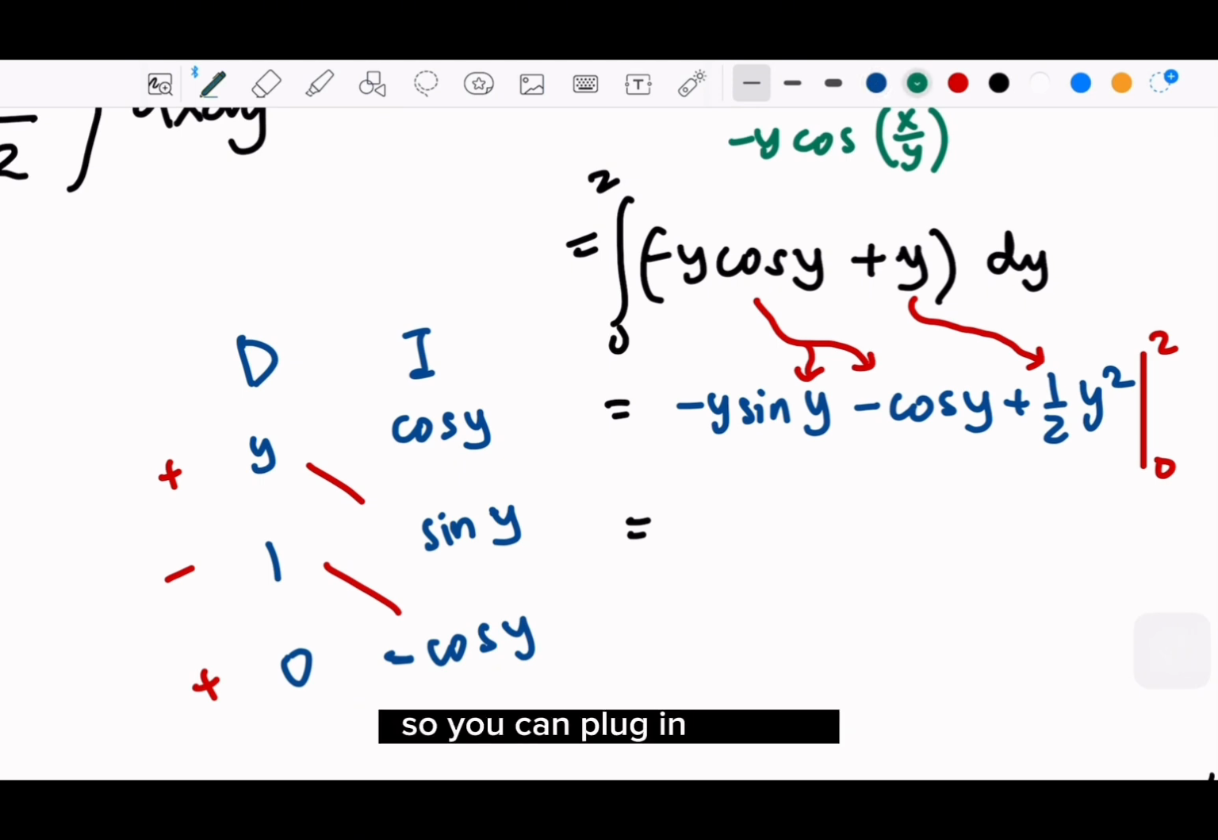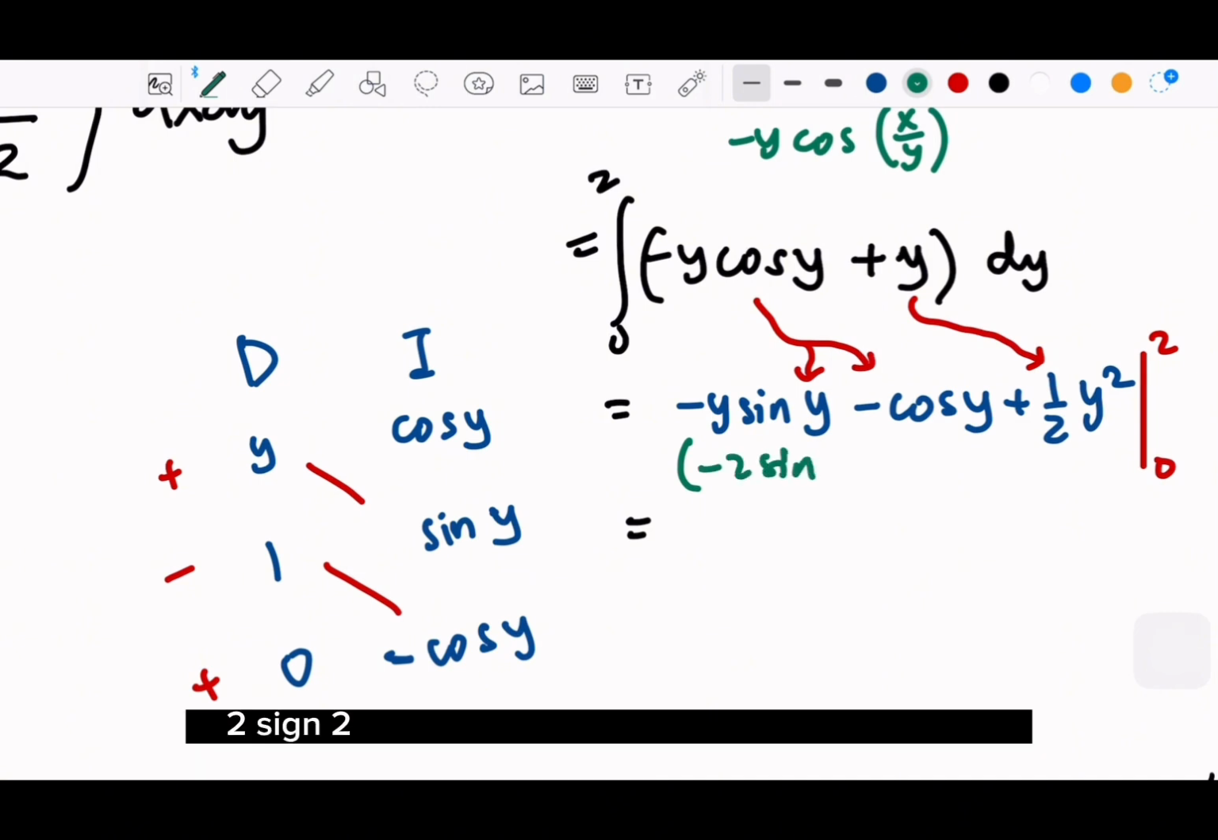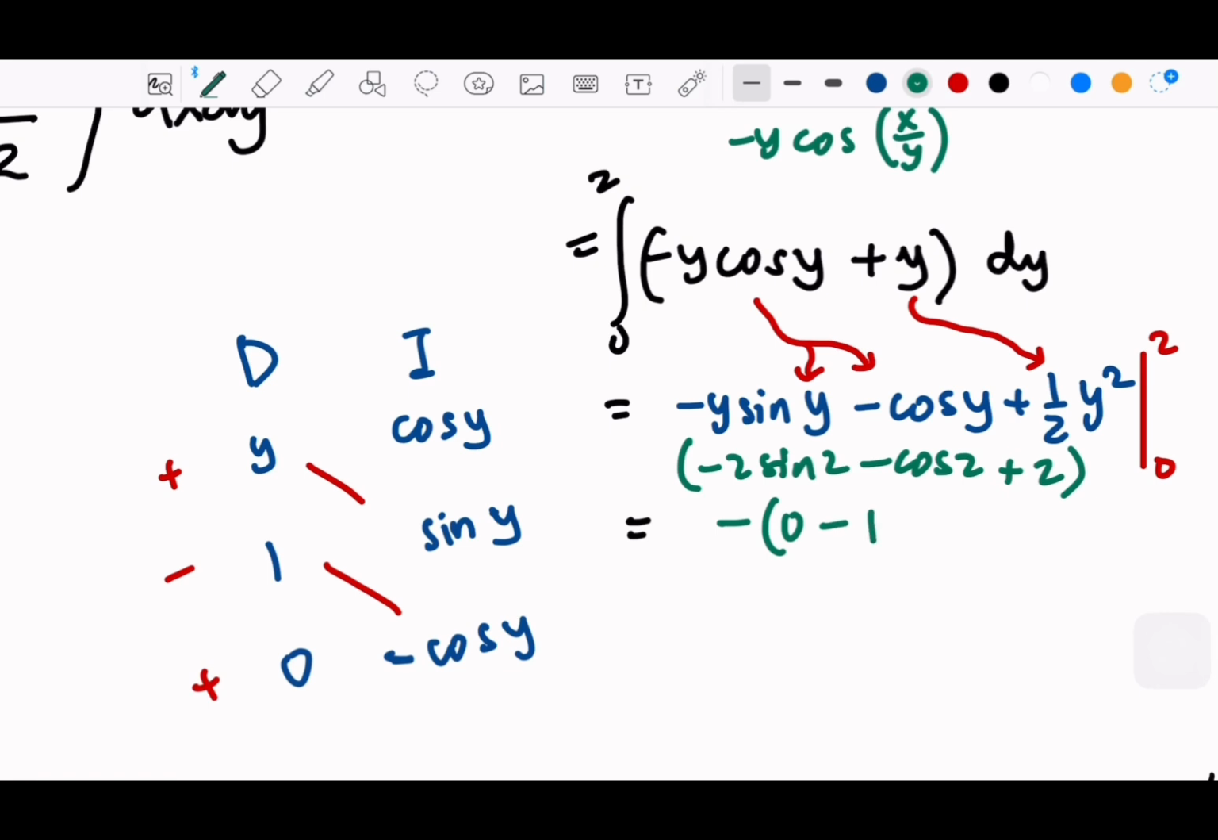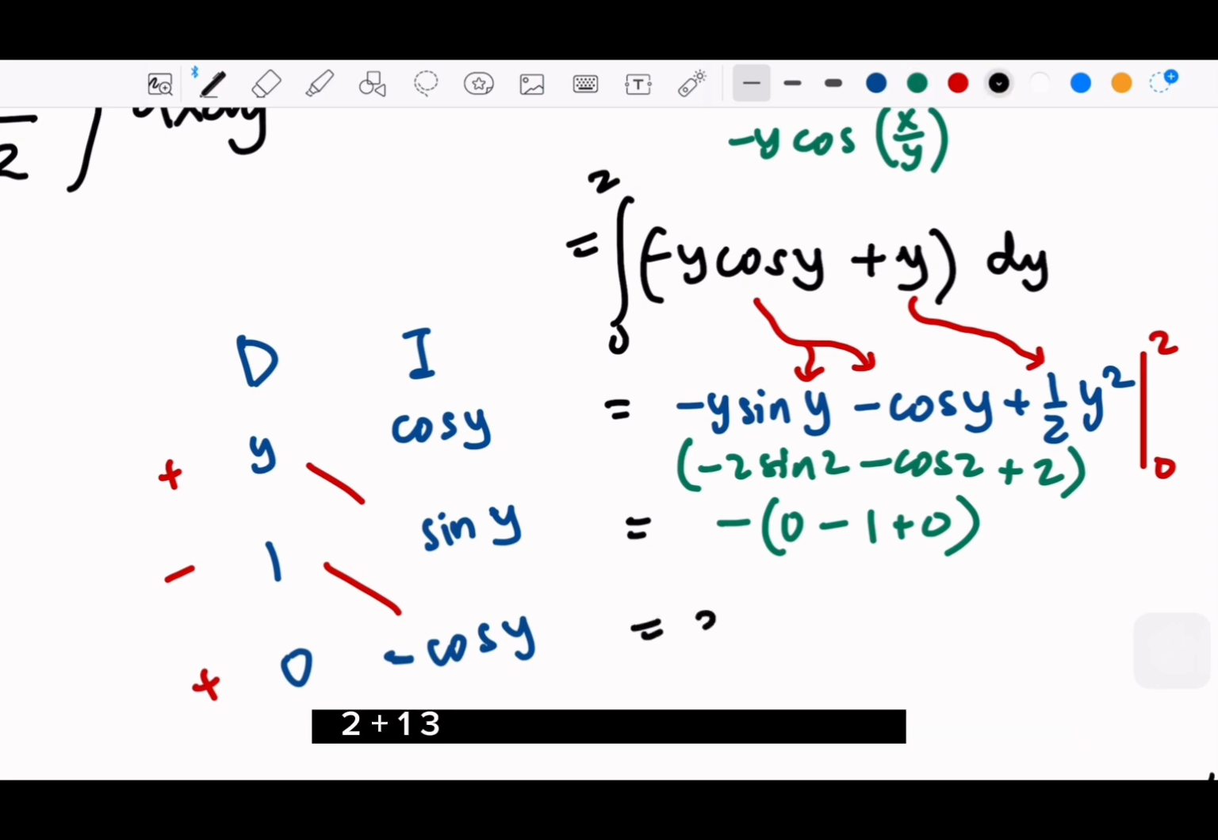So you can plug in: negative 2 sine 2 minus cosine 2 plus 2, and then minus 0 minus 1 plus 0. So 2 plus 1, 3 minus 2 sine 2 minus cosine 2.